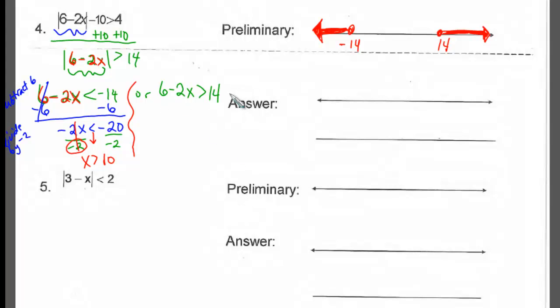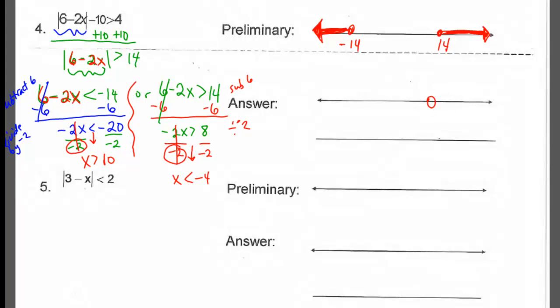Subtract 6 from both sides. Divide both sides by negative 2, and x is less than negative 4. Remember, when we divide by a negative, we flip the inequality. The graph of this equation will look like this.